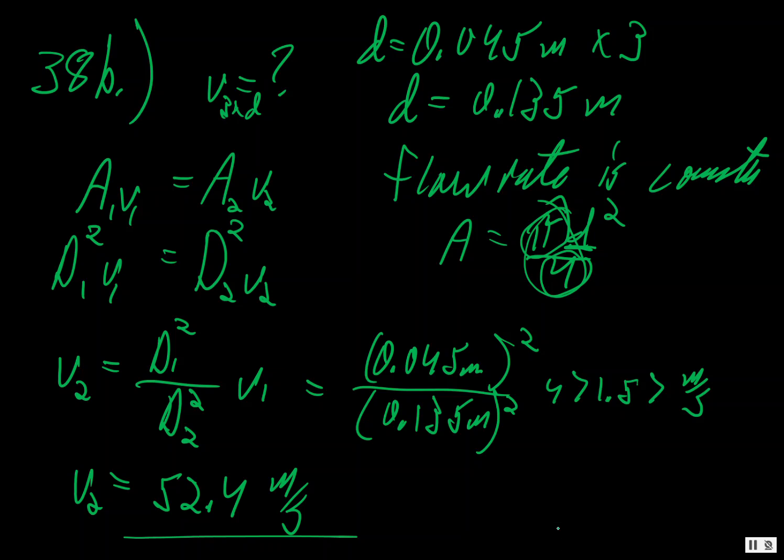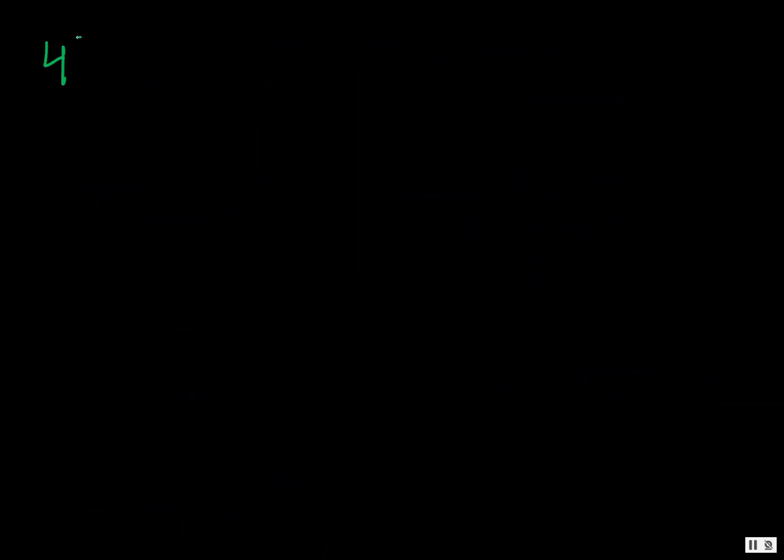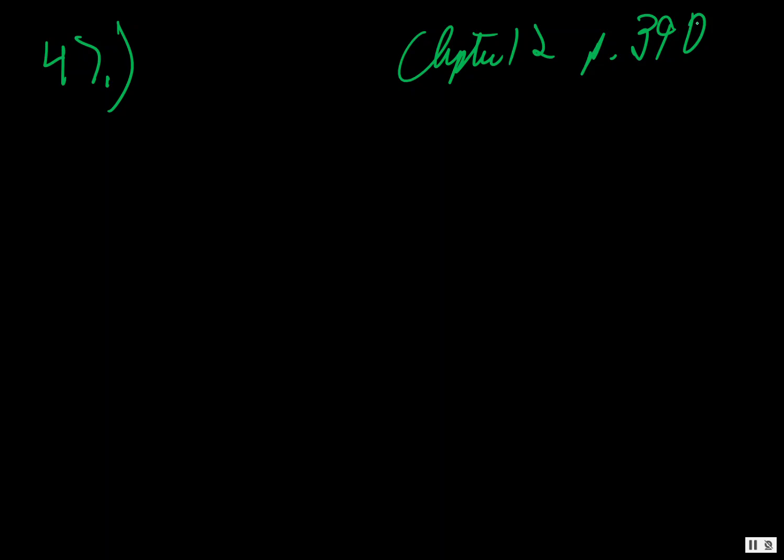Okay. Now let's look at number 47. And this is still chapter 12, and it's on page 390. So it says, what gauge pressure is required in the city water mains for a stream from a fire hose connected to the mains to reach a vertical height of 15 meters? Assume that the mains have a much larger diameter than the fire hose.